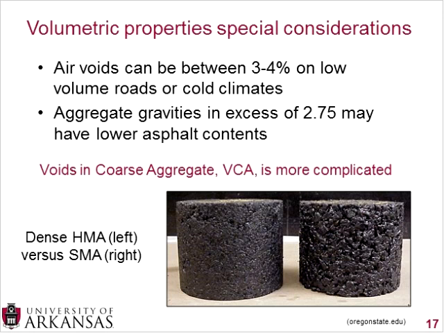Before we go on, I know students in the class love pictures. So here's a picture from Oregon State. You can see a traditional dense HMA asphalt sample on the left, and then the SMA is on the right. And you can very clearly see those larger size aggregates on the right in the SMA mix, and how that mix is much more open than the dense HMA.